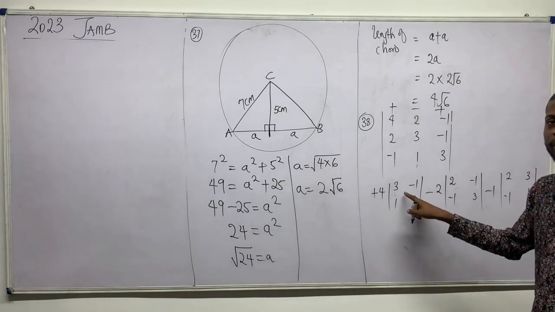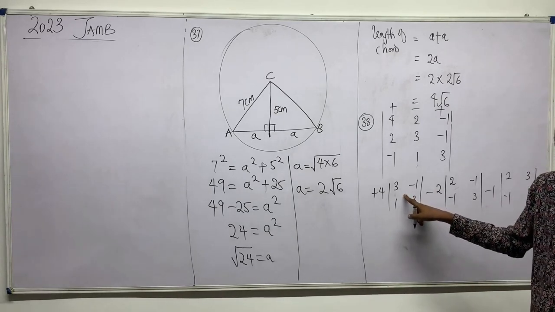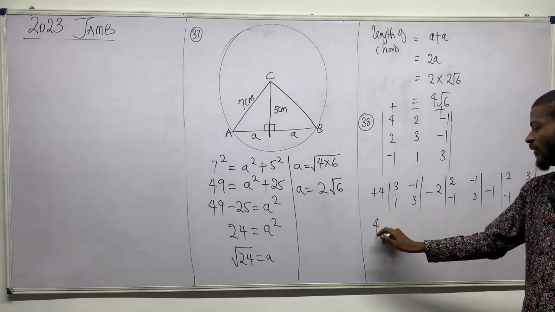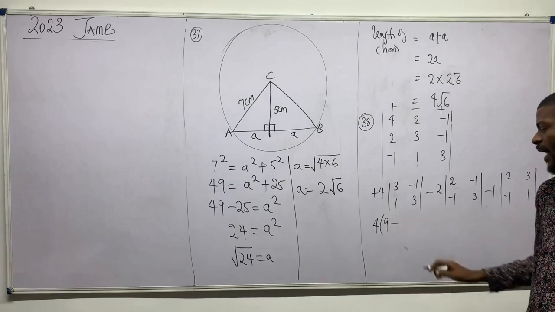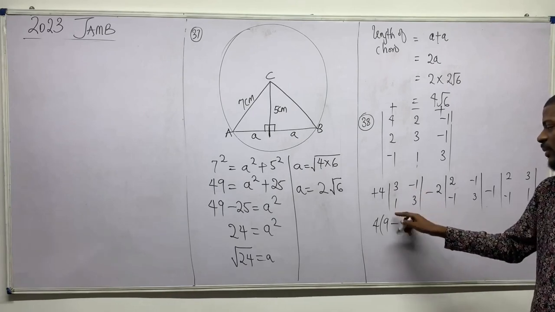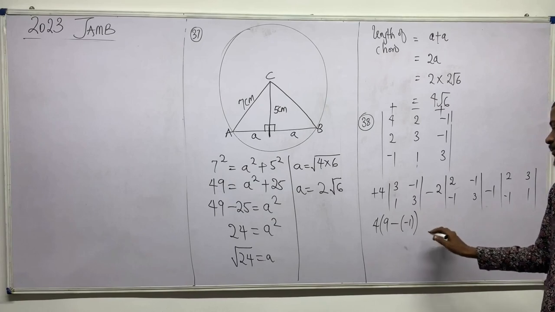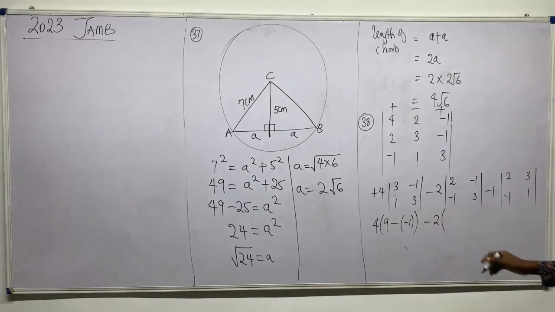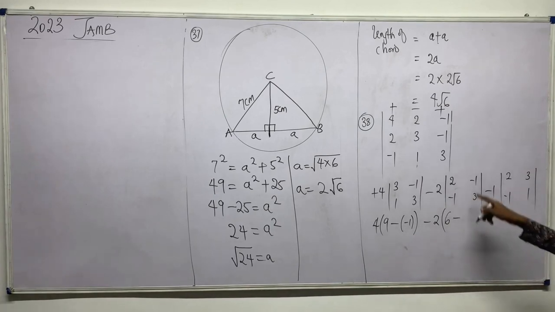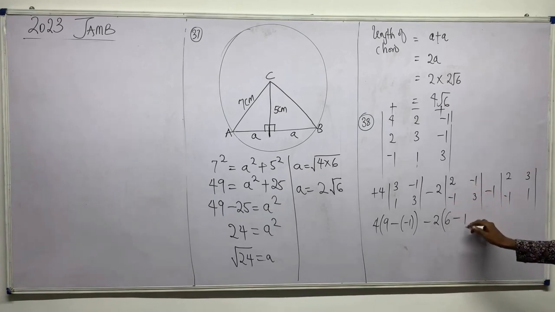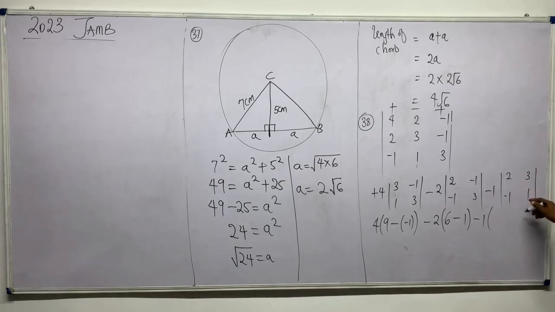Now, these are 2 by 2 matrices, so their determinants are now easier to compute. So this is 4 brackets. 3 times 3 is what? 9 minus, minus 1 times 1 is what? Minus 1. Then this minus 2 brackets. 2 times 3 is what? 6 minus, minus 1 times minus 1 is what? 1, to give you plus 1. Then this minus 1 bracket, 2 times 1 is what? 2 minus, 3 times minus 1 is what? Minus 3.